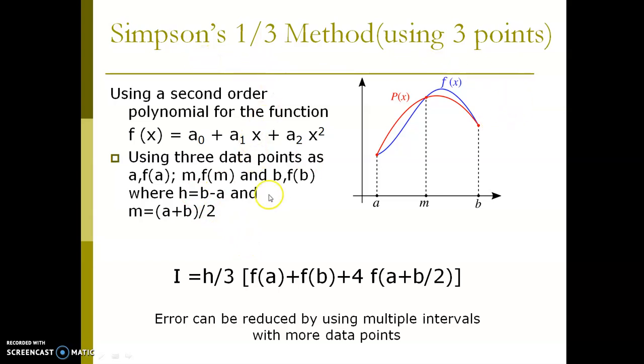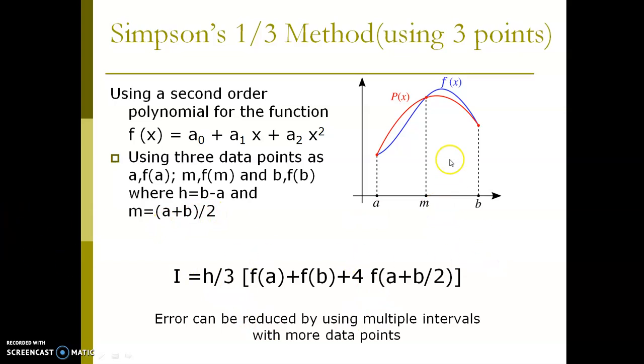So for Simpson's 1/3 rule, using 3 data points as we said, the integration value can be calculated as h by 3, where h is b minus a, divided by 3 because we are taking 3 data points, and then in the bracket we are adding the functions: function at a point, function at b point, and the midpoint is given special weightage, so it is multiplied by 4, and this is the function evaluated at the center point. A plus b by 2 is nothing but the midpoint which we have calculated.